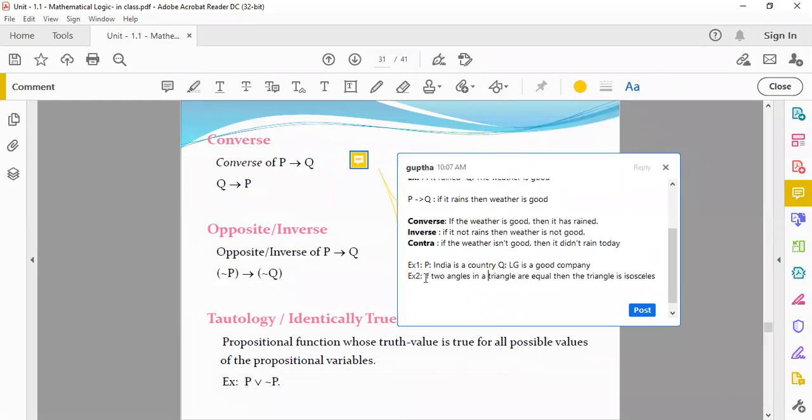Okay, guys, two examples are there. We have 10 more minutes. Everyone please complete these two examples and send them to me. Then I'll take attendance.